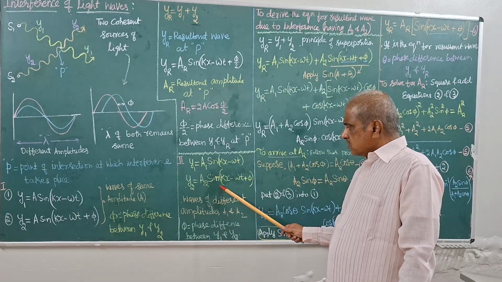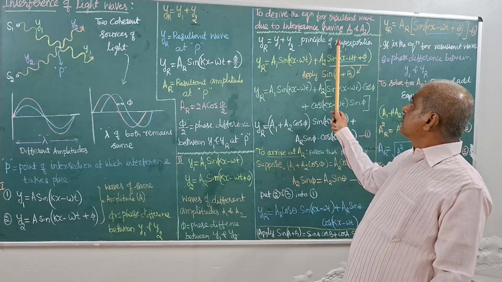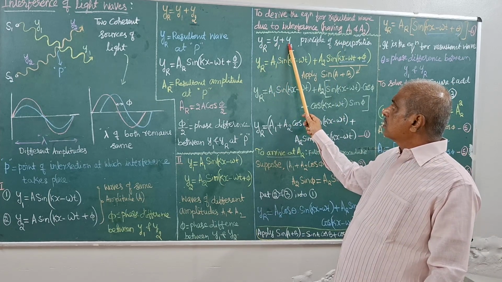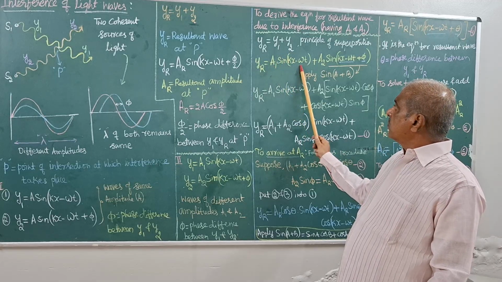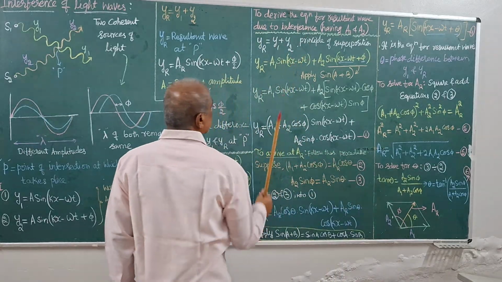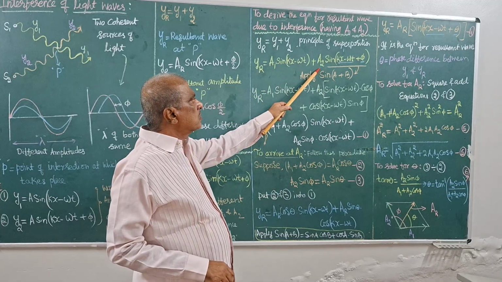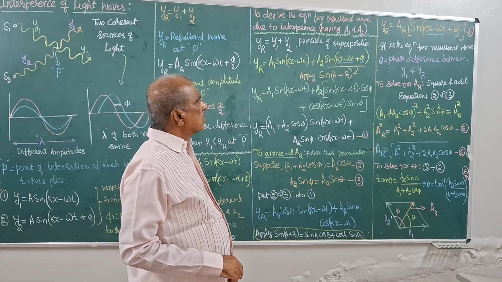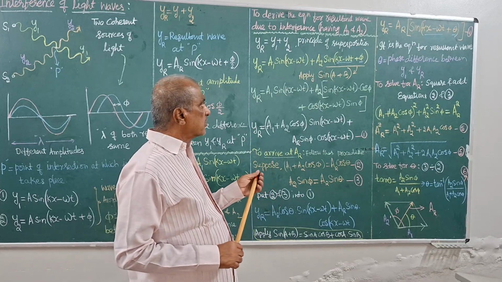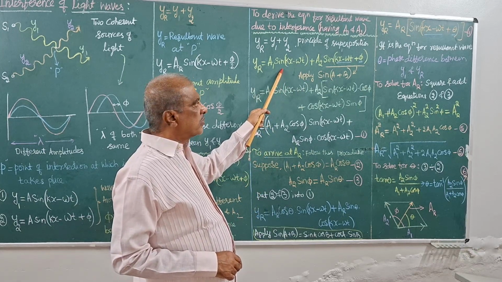These are the two equations. For the resultant wave, follow the same principle of superposition, that is yr equals y1 plus y2, vector addition. We get this equation. Now we have A1 and A2, there is no common A, so we have to apply trigonometric knowledge to solve this equation. It is a little bit complex compared to the previous one.